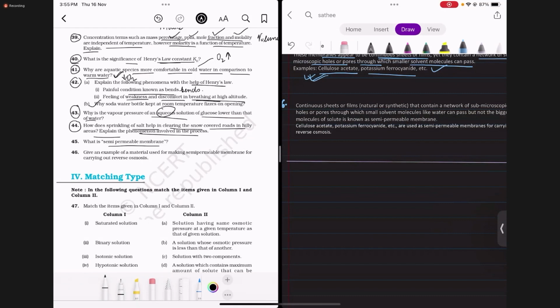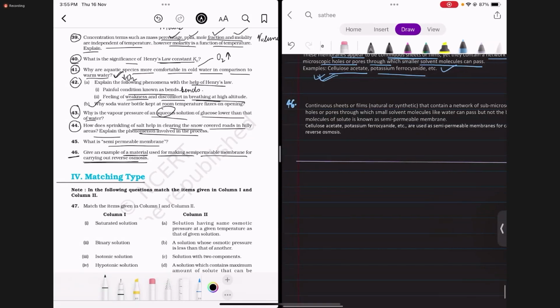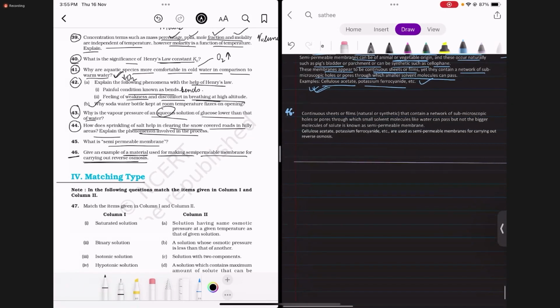Now we come to question number 46. Give an example of a material which is used for making semi permeable membranes for carrying out reverse osmosis. So semi permeable membranes का हमें example देना है, example of a material. So continuous sheets or films that contain a network of sub-microscopic holes or pores through which small solvent molecules like water can pass, but not the bigger molecules of solute, is known as a semi-permeable membrane.